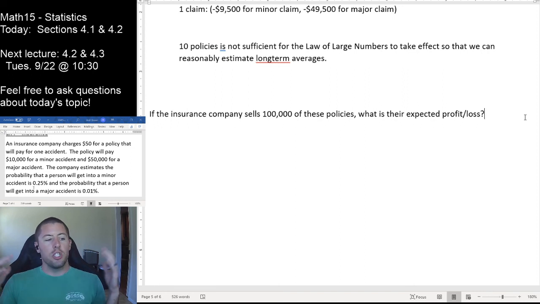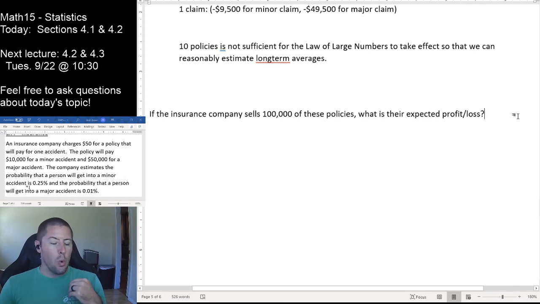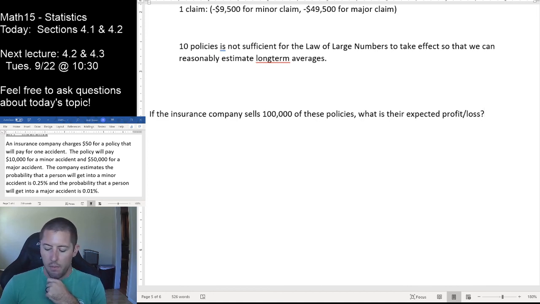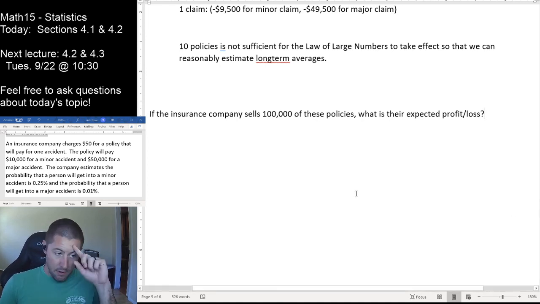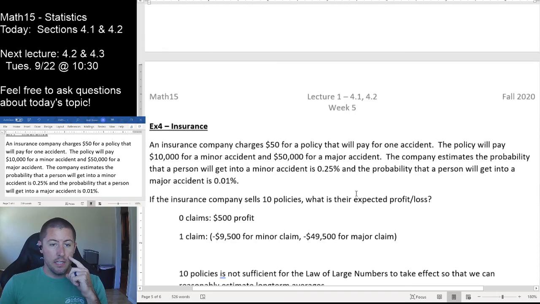There needs to be so many policies that even a hailstorm going through a major city doesn't wildly affect their profits and losses. So this is way more typical for an insurance company, something where they're selling hundreds of thousands of policies. So let's go ahead and do what we did before and come up with this same profit loss scenario. One thing I'm going to do a little bit different here in this table is this.